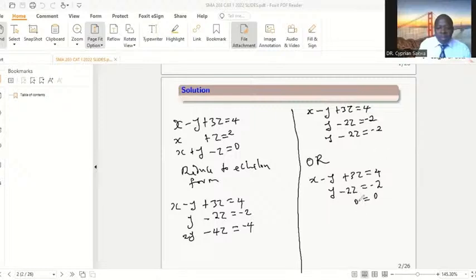Now, if we have 0 is equal to 0 in this last equation, the last equation tells us that this system has infinitely many solutions.